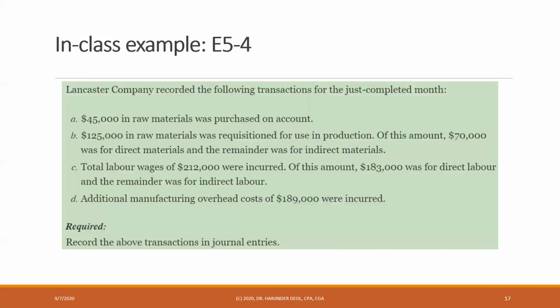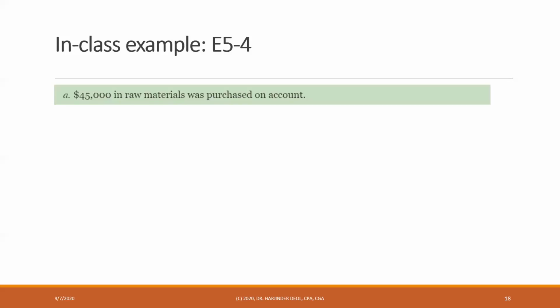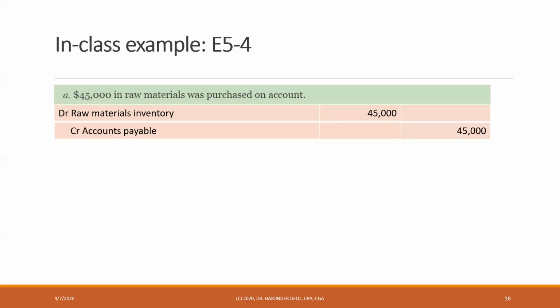Here's a little example, example 5-4. Lancaster Company recorded these transactions for the just completed month. The requirement is to record the above transactions in journal entries. We'll look at each of these transactions. First transaction, $45,000 in raw materials was purchased on account. So purchase of raw materials will require a debit to raw materials inventory because our raw materials inventory will increase. Inventory is an asset, assets are debits. So debit raw materials inventory and credit accounts payable.